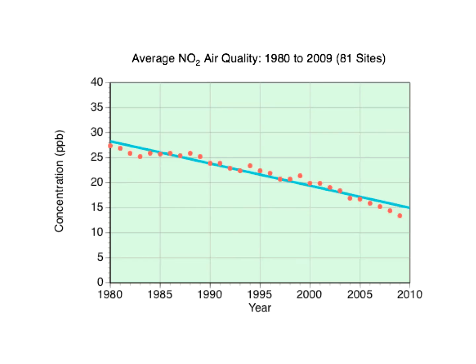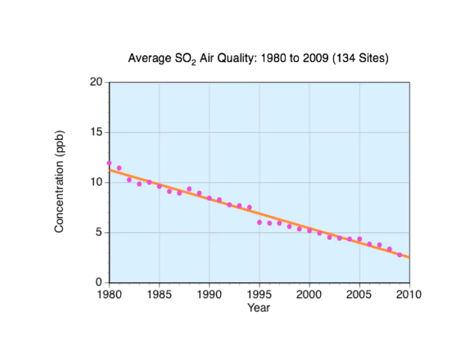Here we see nitrogen dioxide concentration changes at 81 sites between 1980 and 2009, and we went from about an average of 27 parts per billion down to about 15 parts per billion by 2010. Here we see the concentration of sulfur dioxide in the air between 1980 and 2009 at 134 sites, and once again significant decreases, more than halving the amount of this chemical in the atmosphere.